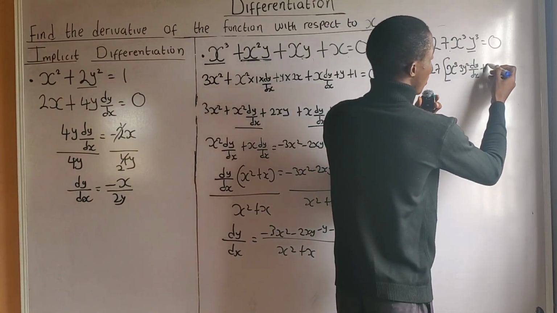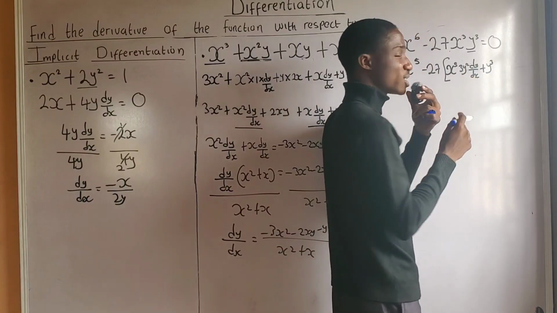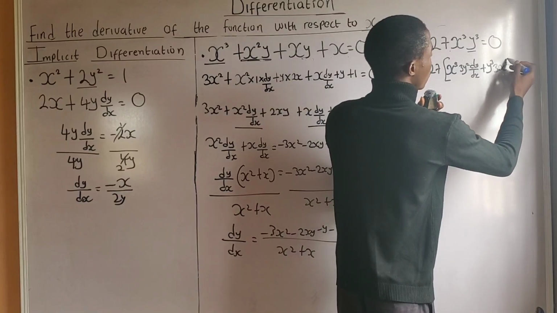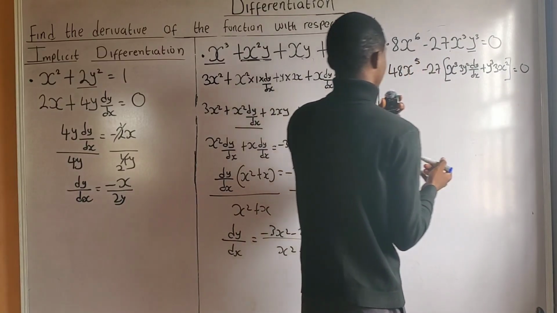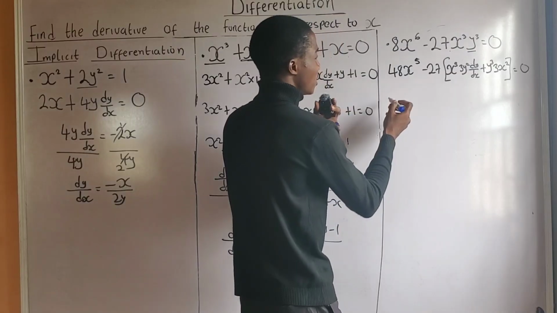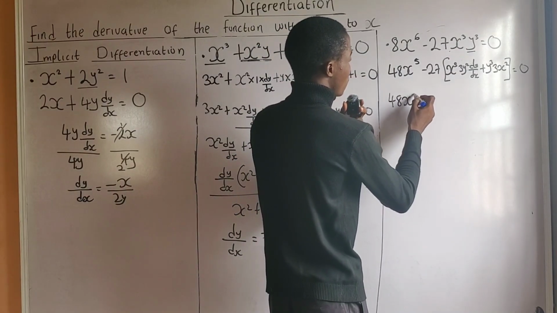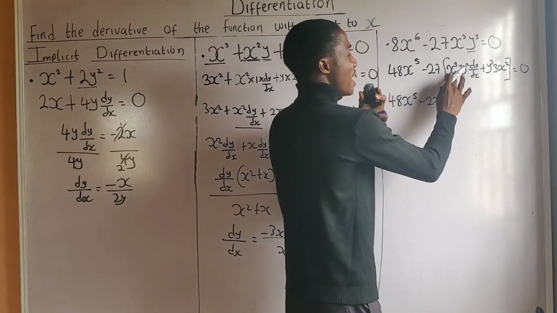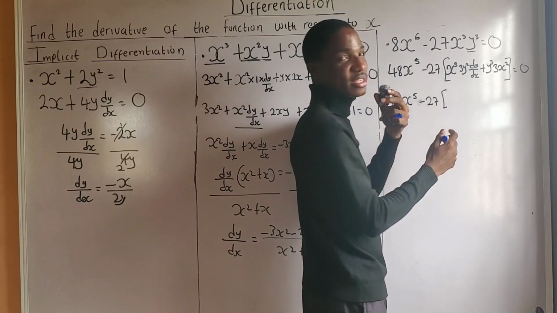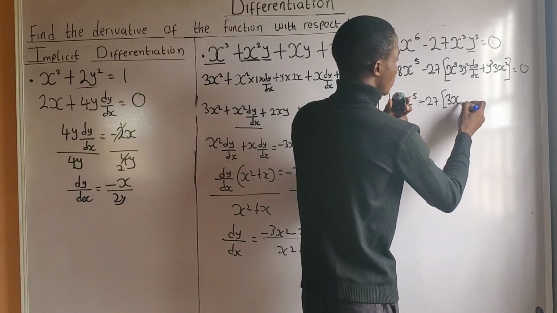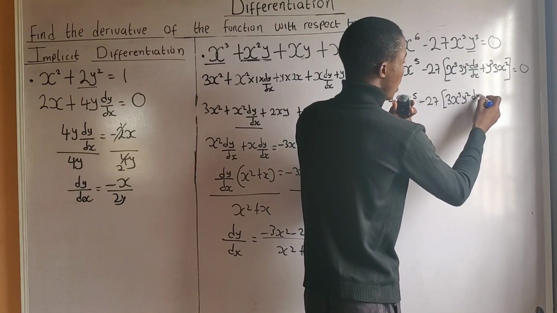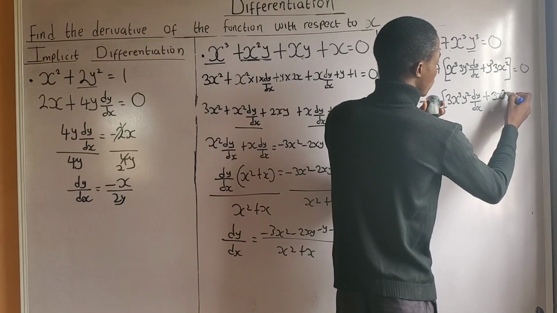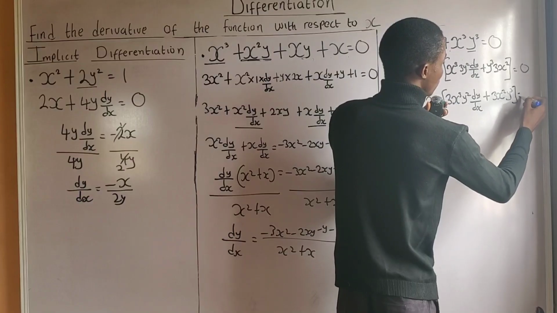So let's do that. I'm going to have y raised to the power of 3, differentiate x to the power of 3, you are going to have 3x squared, okay? This will be equal to 0. Are you getting it? Okay, for this, I'm going to have 48x raised to the power of 5 equals minus 27 multiplied by x raised to the power of 3 times 3y squared, that is 3x to the power of 3, y raised to the power of 2, dy all over dx, plus 3x raised to the power of 2, y raised to the power of 3. All this equals 0.